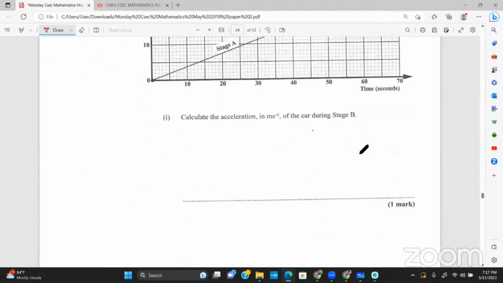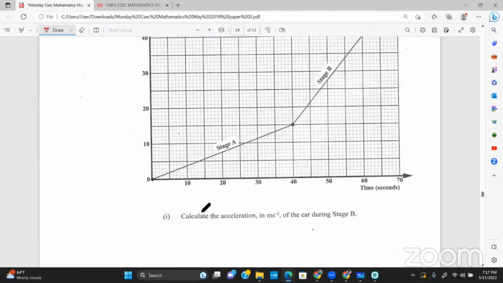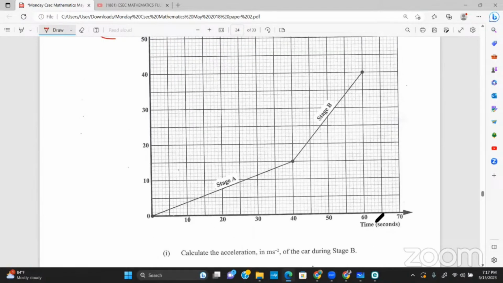All right, let's continue. Let's see what we have. Now, the first question says, calculate the acceleration in meters per second square of the car in stage B. I want to take the time out to tell us something.